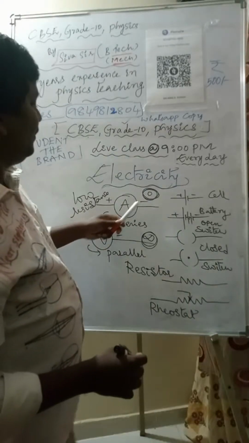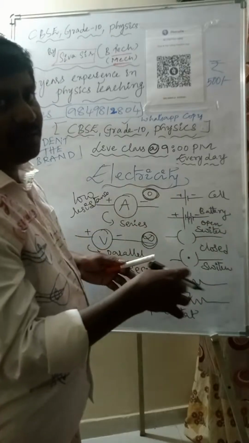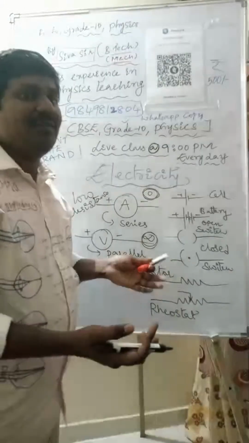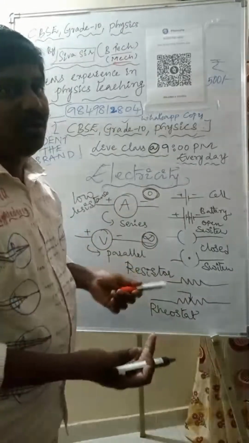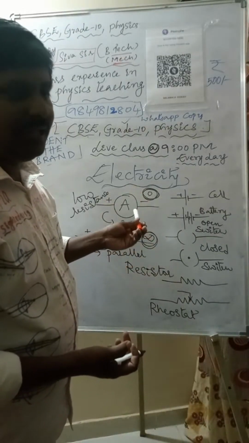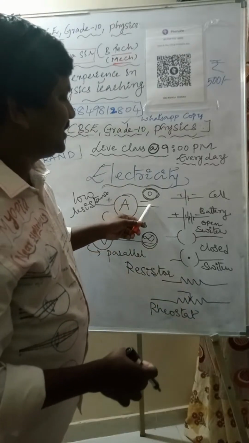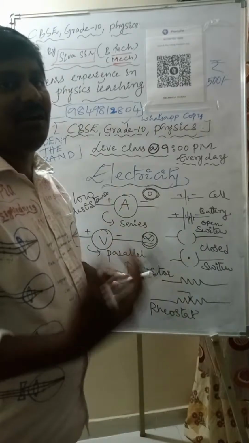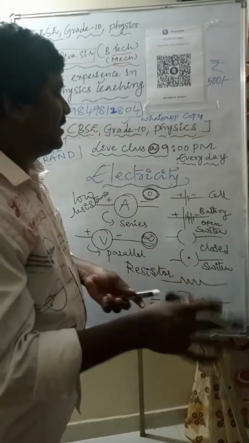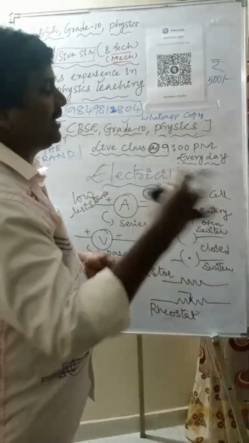If you are connecting the ammeter in series combination, it allows the current. What is required in the circuit? Current must flow. If the current is not flowing, the remaining appliances will not glow. So current should flow, then only the remaining appliances will work. If the resistance is 0, it does not oppose, and current will go. That's why if you connect the ammeter in series, it allows the current and measures the current.